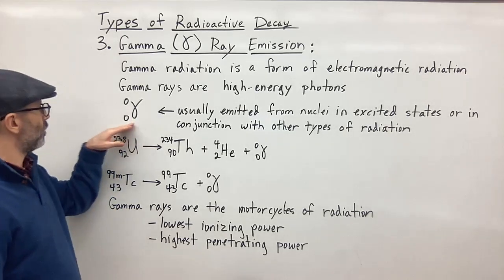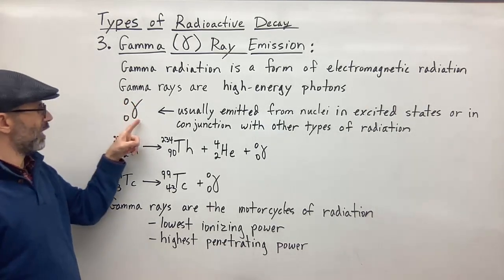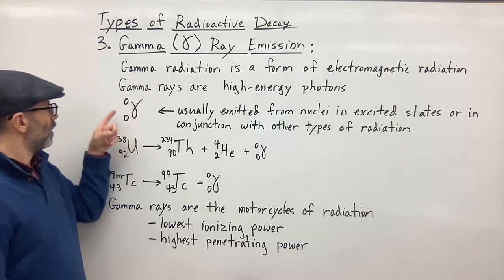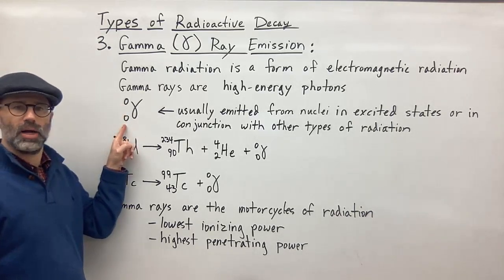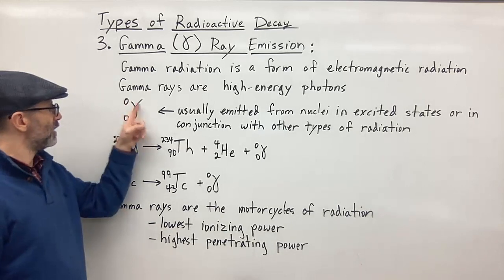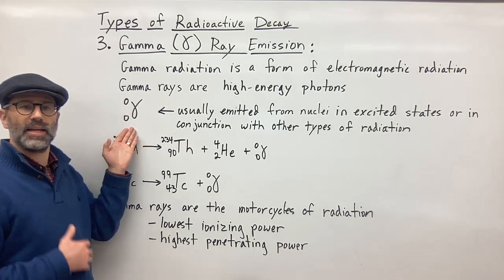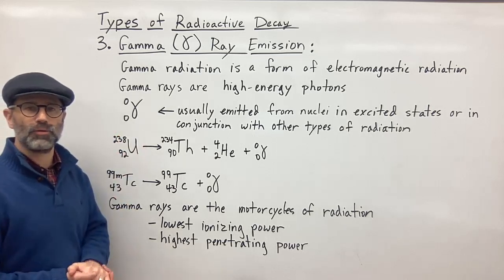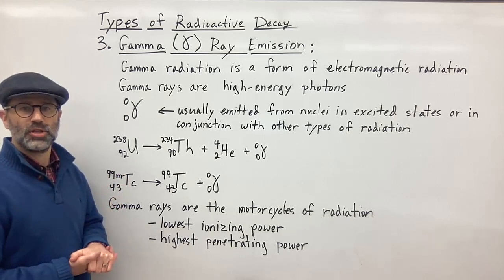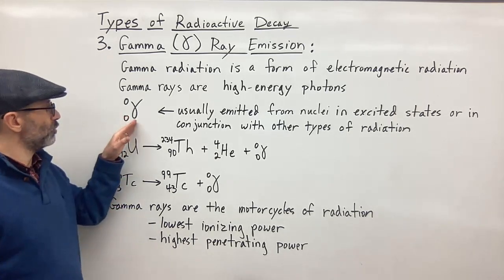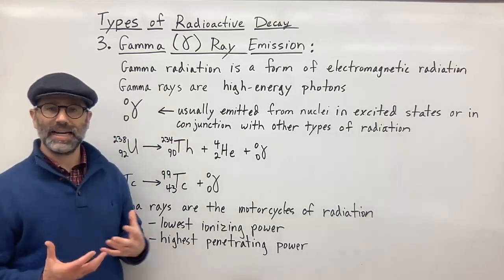So our gamma particle is the Greek symbol gamma that looks kind of like a ribbon here. And we have a 0 for the mass number and a 0 for the atomic number. So this has no mass. So when you release a gamma ray or a gamma particle from the nucleus, the mass does not change. So this is usually emitted from nuclei in excited states.